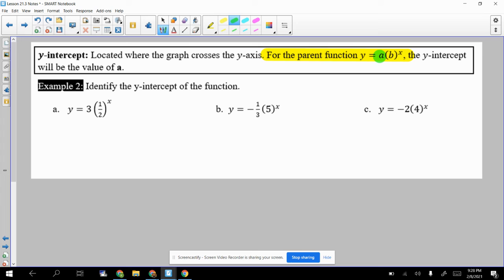Remember yesterday we talked about the b value being the growth or decay. So that was your exponential growth or decay. Well, the a value is your y-intercept, or your initial, your starting point. So that's important to know.